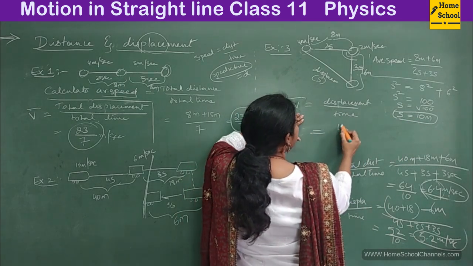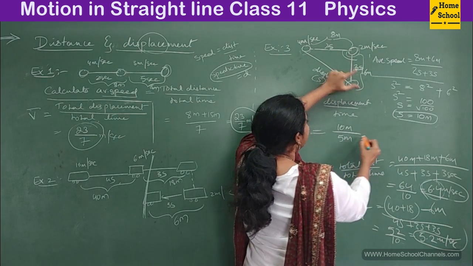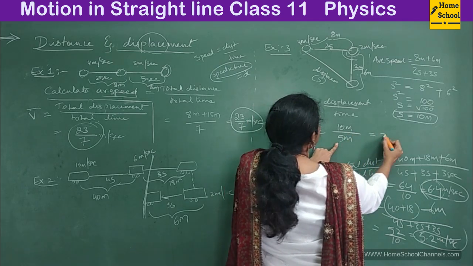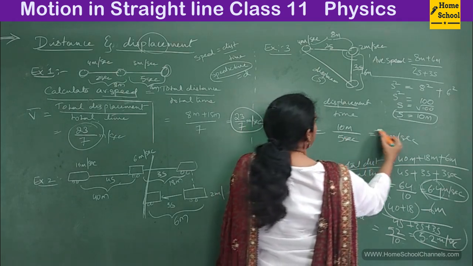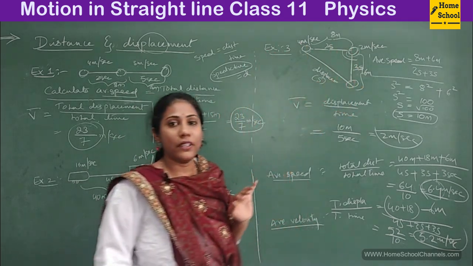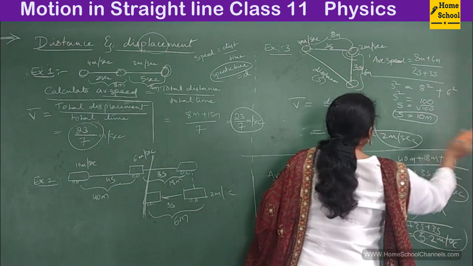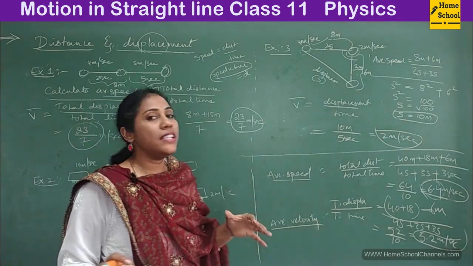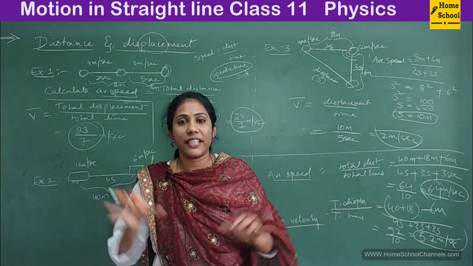Now substitute here. 10 meters divided by time, 2 plus 3, that is 5 seconds. Right, so your average velocity is how much? It is 2 meter per second, right? So this is how you have to calculate if an object is moving in this particular way. Okay, fine. So anyway, this particular concept we will use much later, and now we will see a few numericals that have been asked in previous board papers or in competitive examinations.